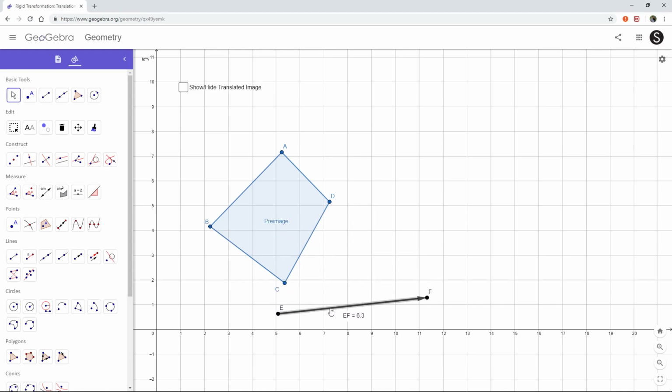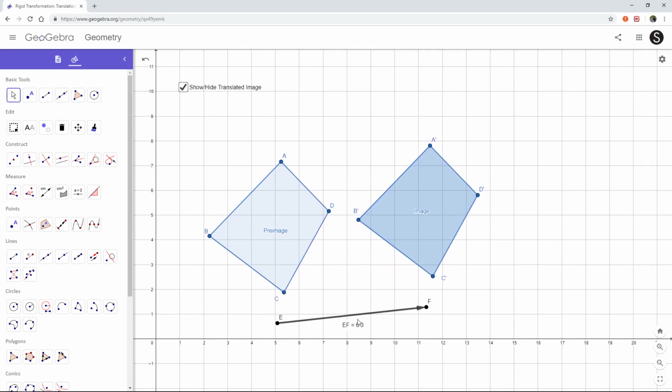And so what you'll see is after the translation, the corresponding points will be 6.3 units apart in that proper direction. So for example, the corresponding point for A prime would be A, the corresponding point for D prime would be D, etc. for C prime and C. And you'll see that for each of these points, the image was translated 6.3 units in the direction of the vector.